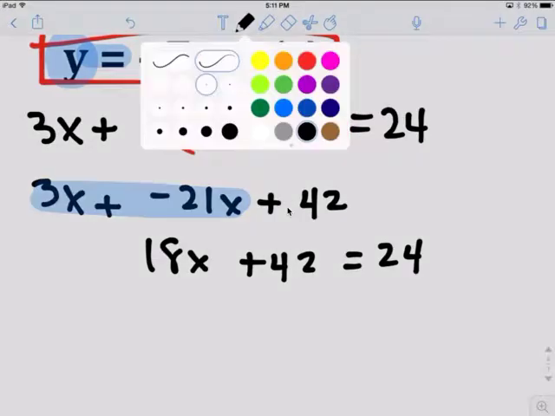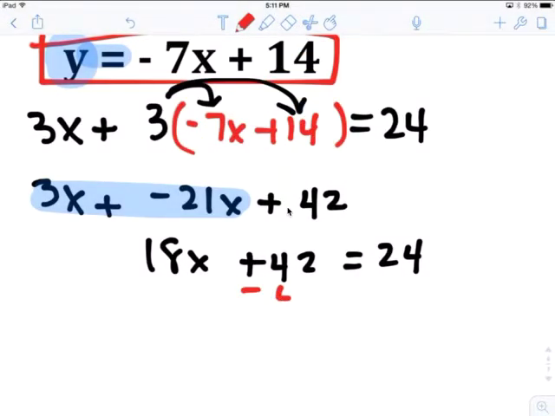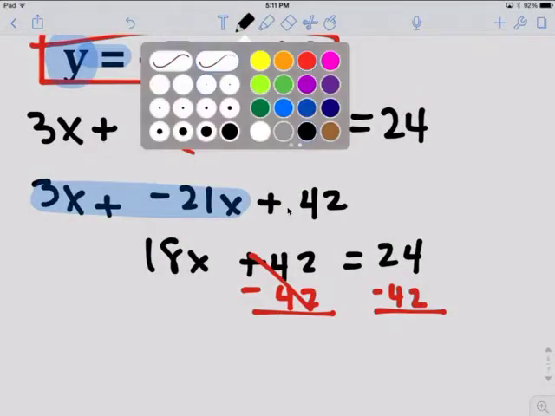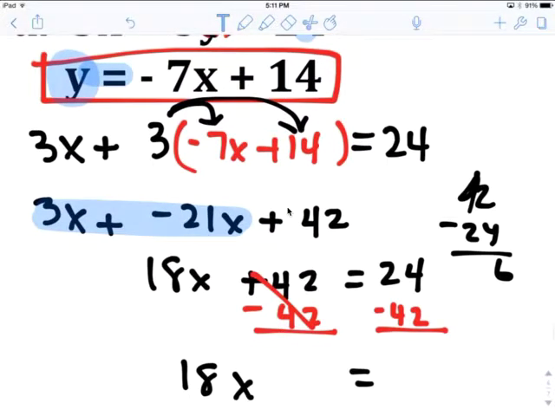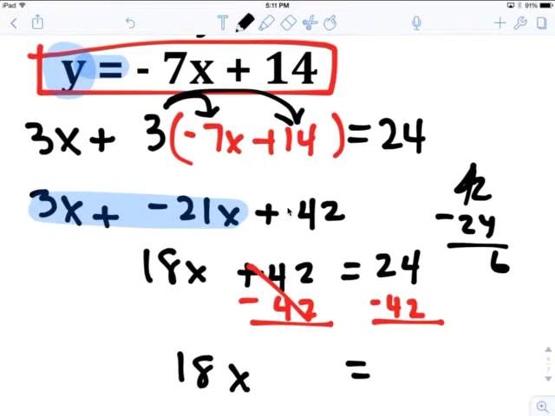And you add those two together. You multiply that. You get 42. 3x, add, these two are alike, combine them. You get 18x plus 42 equals 24. Then you minus 42, you minus 42. And you get 18x equals 42 minus 24, that's 8, right? Oops, that's 8.